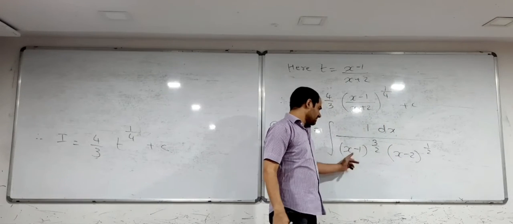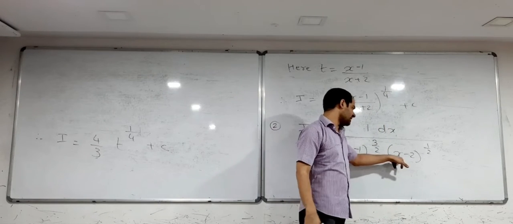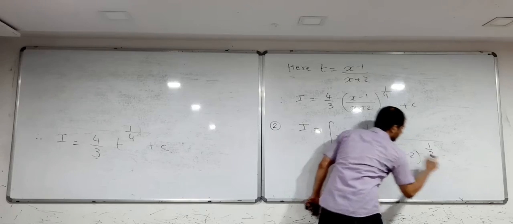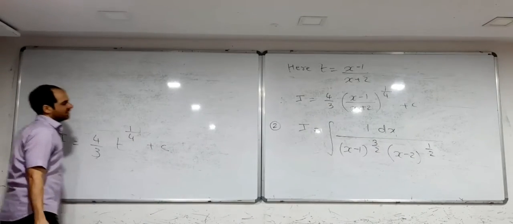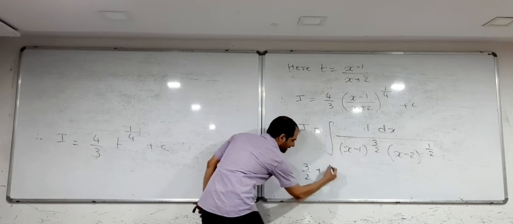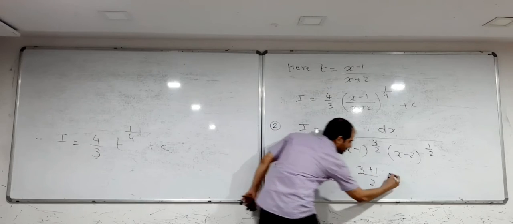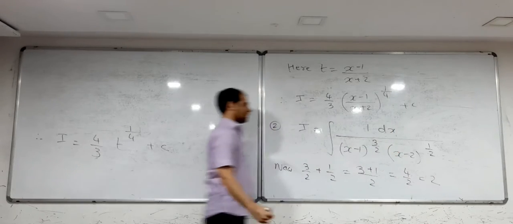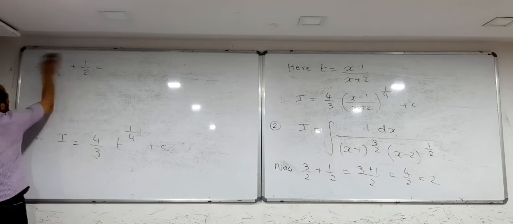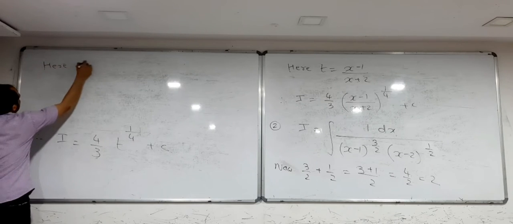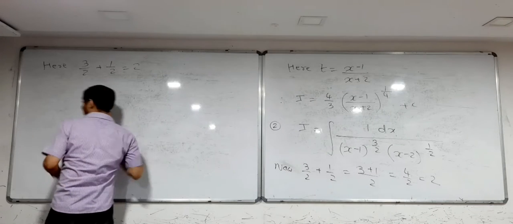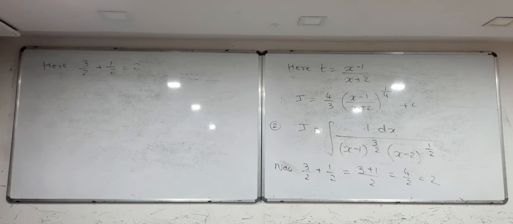So 1 upon linear raised to positive fraction and linear raised to positive fraction. And sum of the powers कितना है? 2. So 3 by 2 plus half कितना होगा? Here 3 by 2 plus half आप चेक करो. 3 plus 1 by 2 which is 4 by 2 is 2. So हमारा टाइप का इक्वेशन है, therefore 3 by 2 plus half is 2. That is understood. So this is our type question. मतलब ये अभी जो मैंने आपको टाइप सिखाया उस टाइप का ये क्वेश्चन है. तो आप कैसे सॉल्व करोगे?